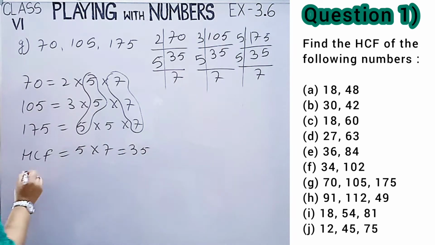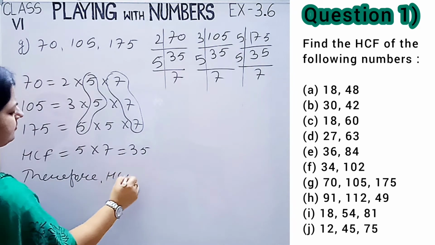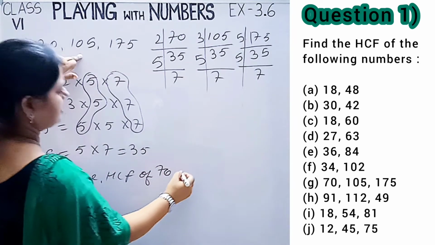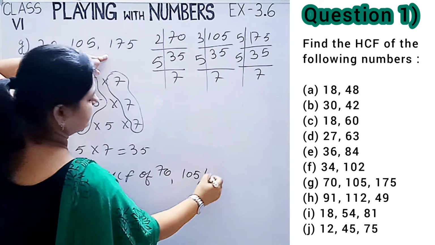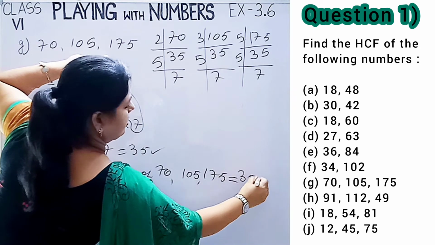Therefore, HCF of 70, 105, 175 is equal to 35. Answer.